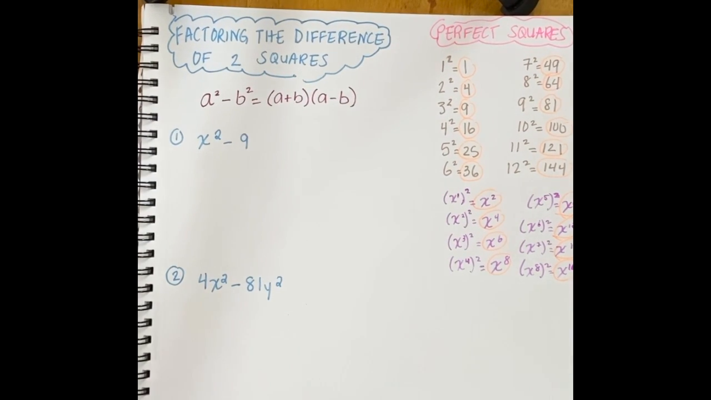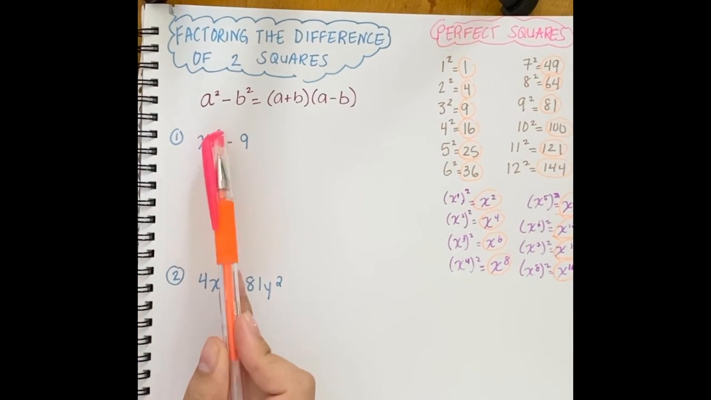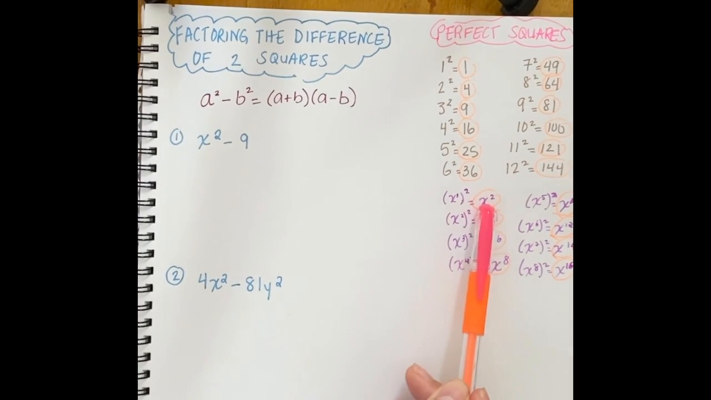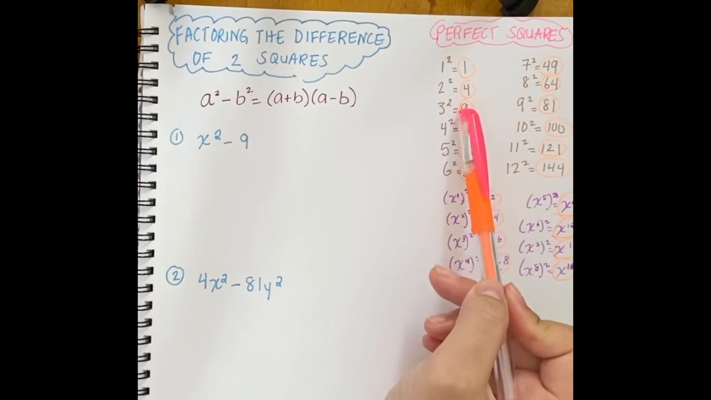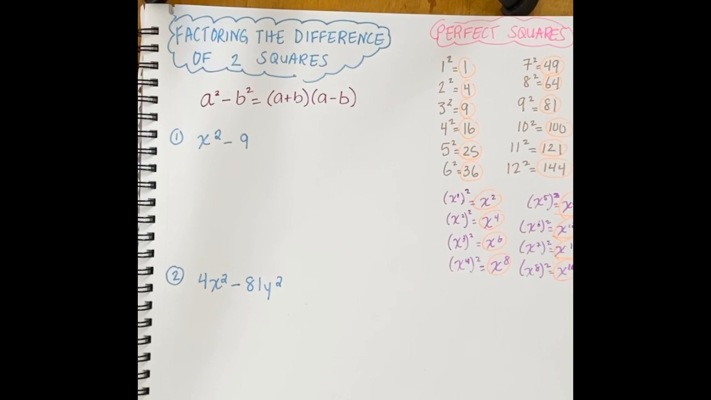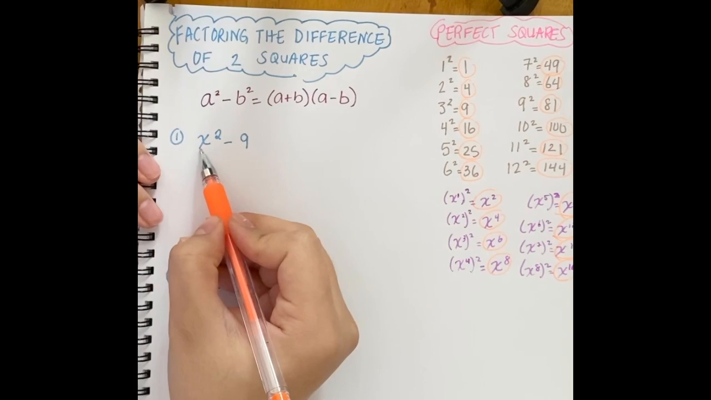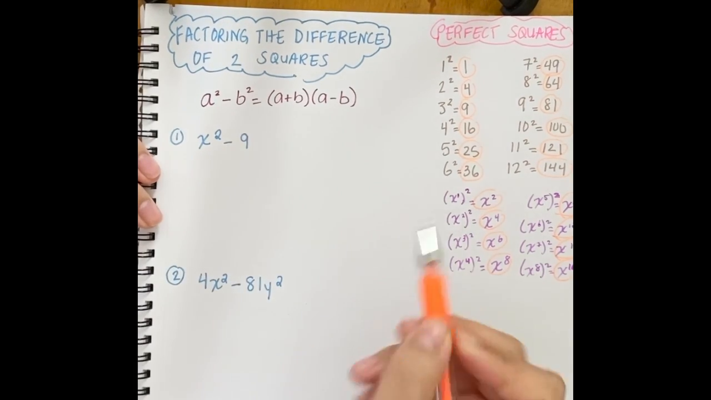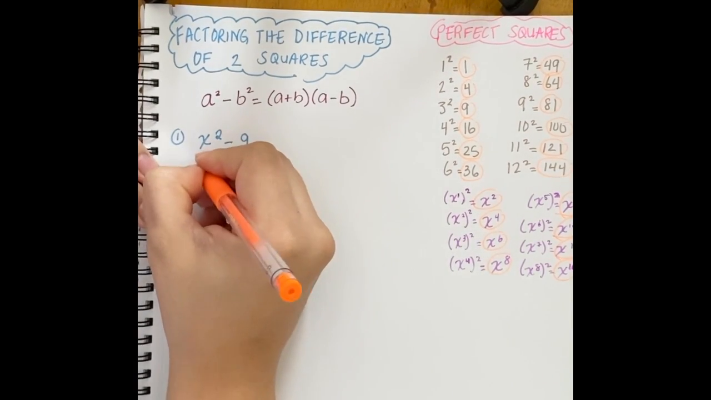Here we have example 1. You have x squared minus 9. I know x squared is a perfect square. I know 9 is a perfect square. They're both on my list. So you have to ask yourself, what is the square root of x squared? In other words, what times itself gives you x squared? Well, the answer here is x to the first.